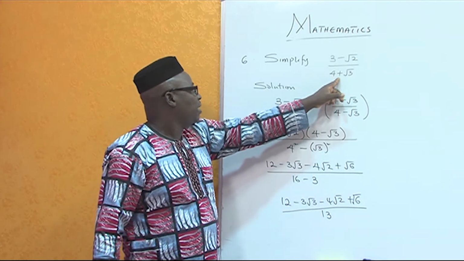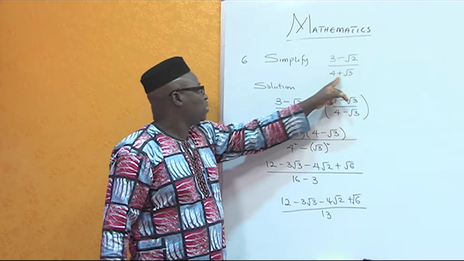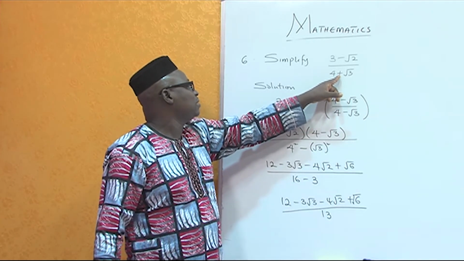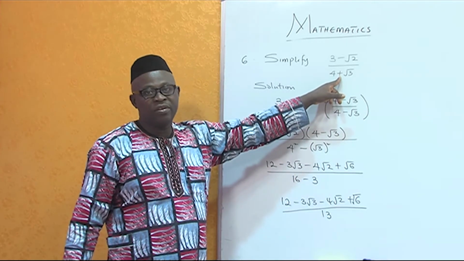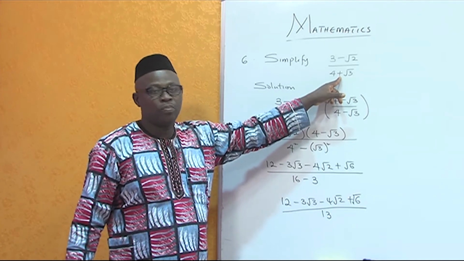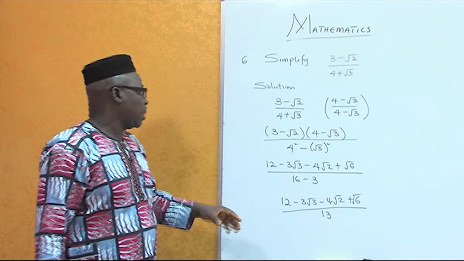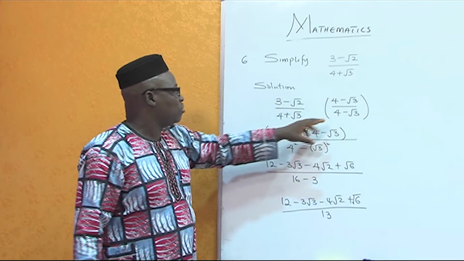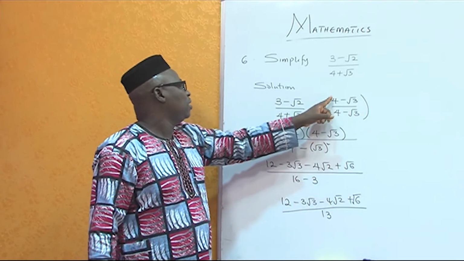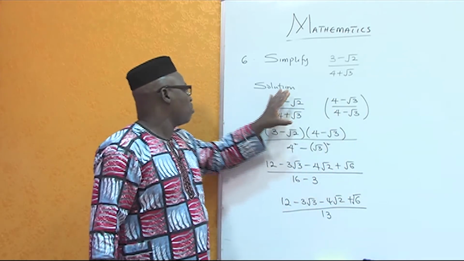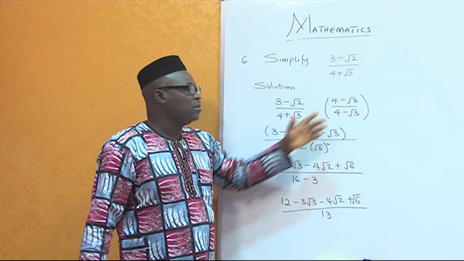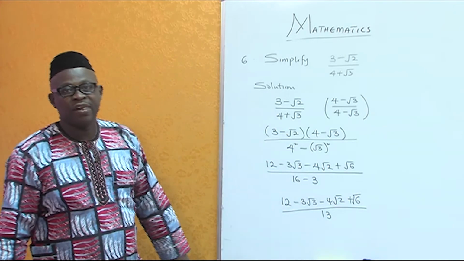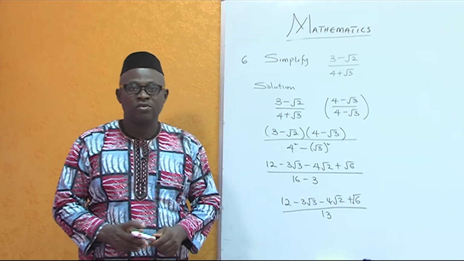When you have a binomial surd like this particular one, the conjugate will just be when we change the sign. If it is plus, we change it to minus. If it is minus, we change it to plus. Then we now rationalize. What we are doing here is to rationalize. This will not in any way change the question because if you cross this out, it's just like multiplying the main question by 1. So the procedure is still intact. We're actually simplifying that particular fractional surd.